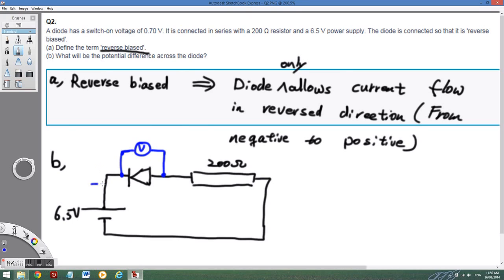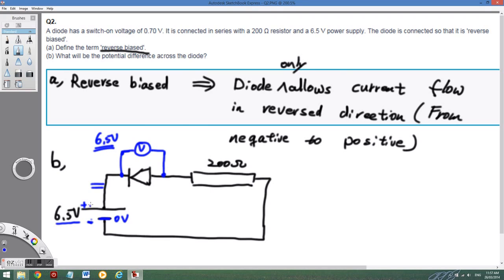Now can you tell me what is the voltage on the left hand side of the diode. Okay, so I have a positive here, 6.5 volt, and basically the minus side should be here. The terminal of the battery is 0 volt. So the voltage on the left hand side of the diode will be 6.5 volt.